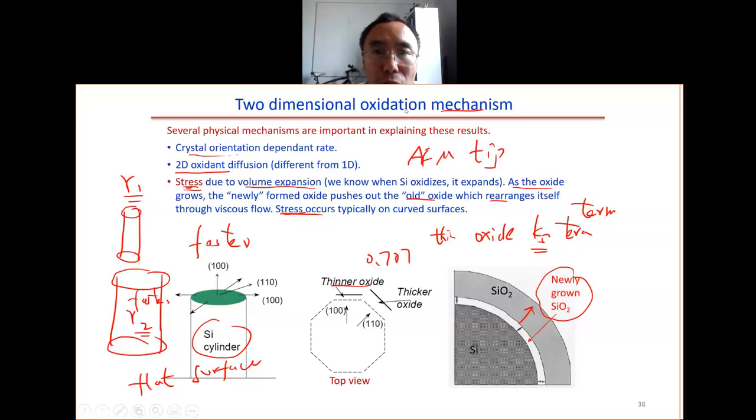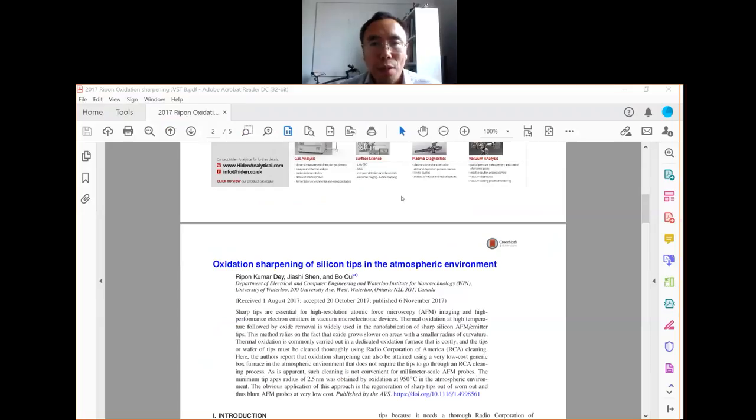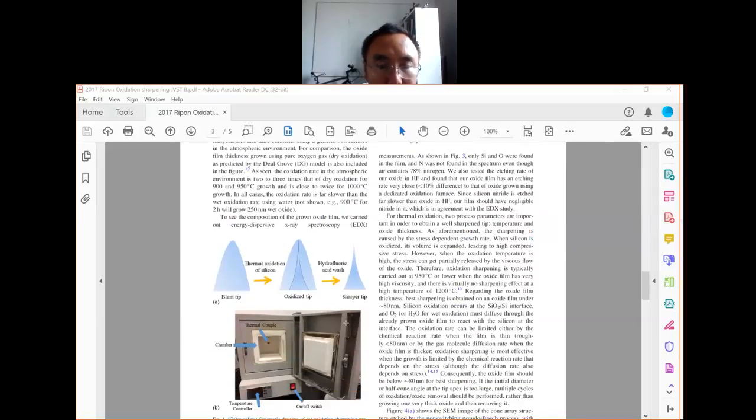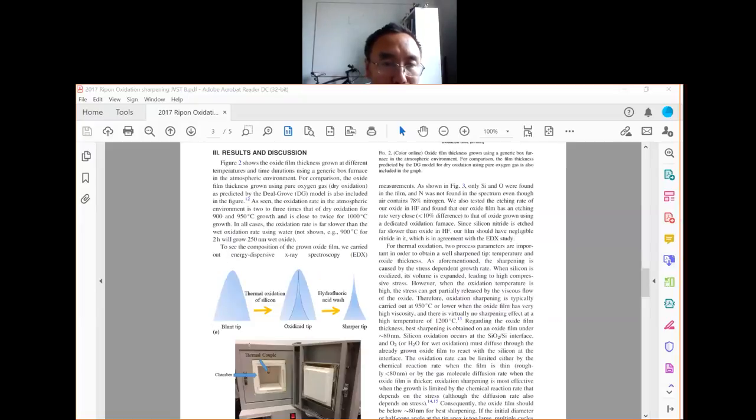For AFM tip fabrication, now I will show you our paper for this purpose: oxidation sharpening of silicon tips in the atmospheric environment. This is from our group. This is the principle. Here we have a blunt tip. Then we do the thermal oxidation of the silicon. The top part has a smaller radius and the bottom part has a bigger radius, so there will be more stress on the top part. So there will be less growth on the top part and more growth at the lower part. Then you use hydrofluoric acid to remove the silicon oxide to get this very, very sharp tip. We use this simple furnace in the air, not in an oxidizing environment, just in the natural air. So this is the principle.